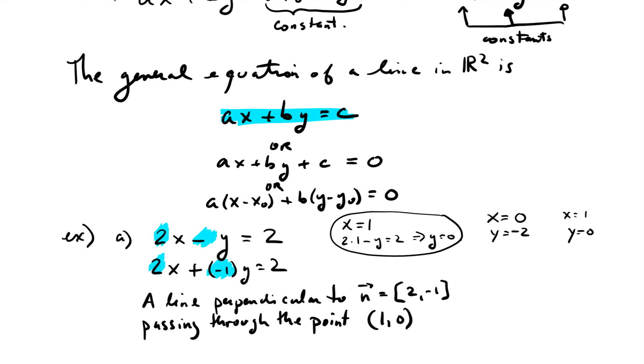The vector n, you can multiply that by any scalar, and let's say you multiply the whole vector by 4, you're going to get 8, minus 4. That's also a vector that's perpendicular to the line. So the interpretation that we wrote here is not unique, in the sense that the vectors and the points that we chose are not unique.